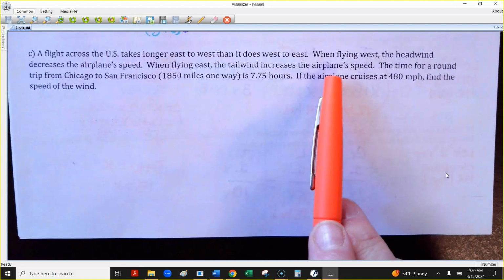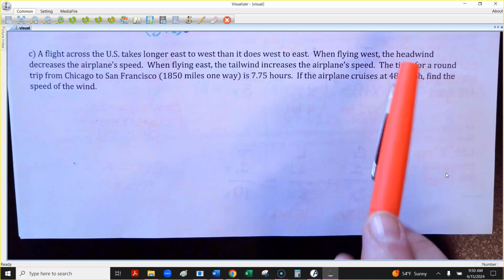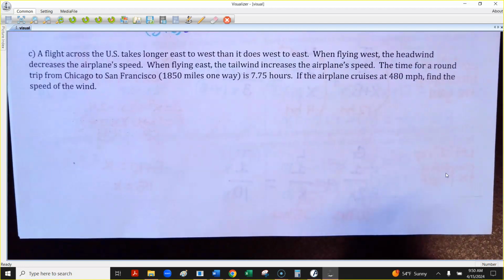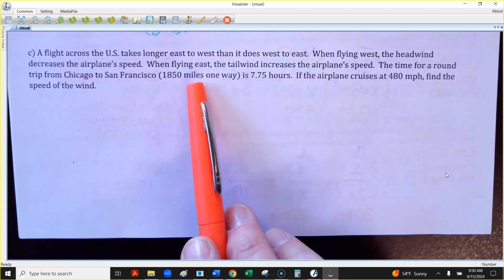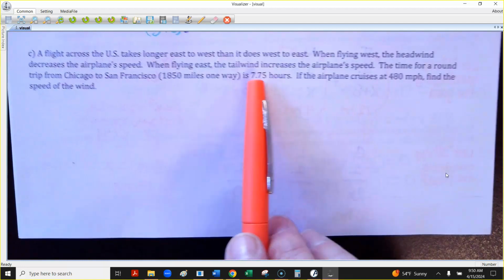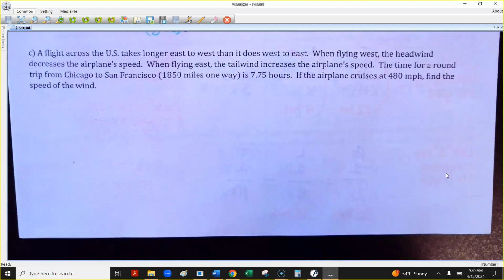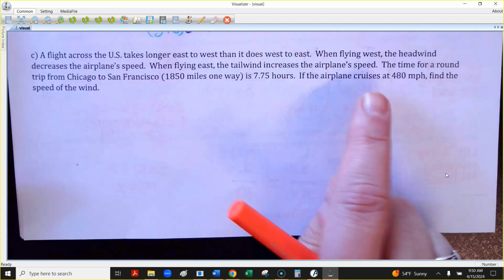It says when you're flying west, a headwind, when you hear the word headwind, it comes against the front of the plane, so it would slow you down, decreases the speed. If you're flying east, the tailwind goes across the tail of the plane, so it would increase the speed. The wind would help you.